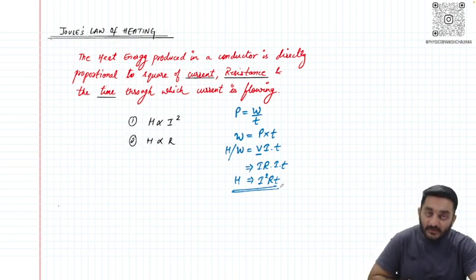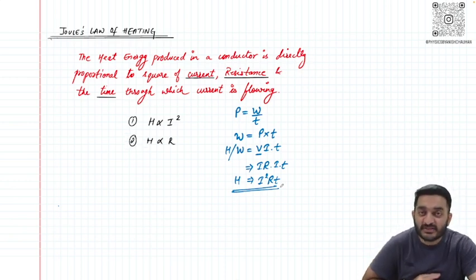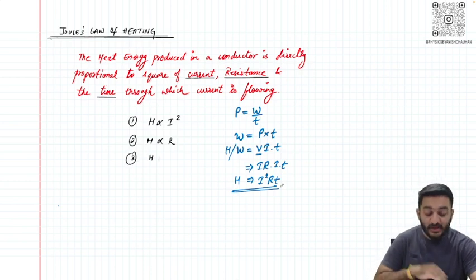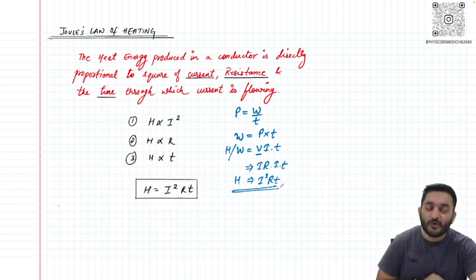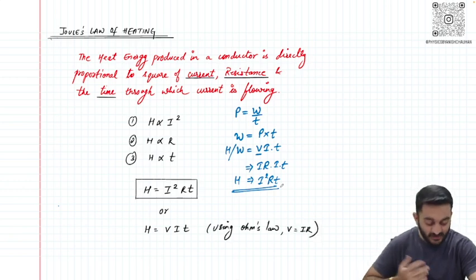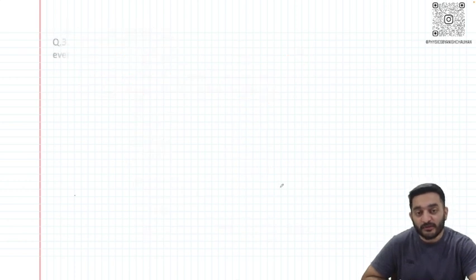Second thing is that the heat is directly proportional to resistance, and the third factor is how long, meaning the heat is directly proportional to the time also. In this case, the formula which will remain is I square RT, but in some cases we will also use the formula VIT, depending on the information given to us. So this is how we understand Joule's law of heating.